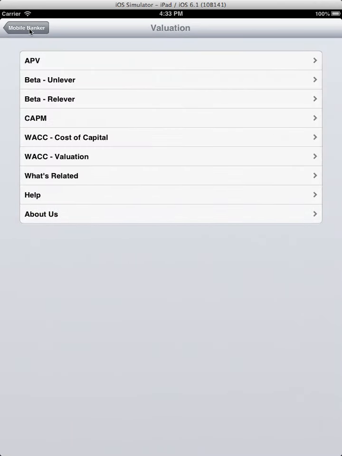So this application calculates APV, adjusted present value. It unlevers beta, then relevers beta. It calculates cost of capital using the capital asset pricing model, CAPM, and calculates cost of capital using the weighted average cost of capital method. It also performs valuation using WACC.